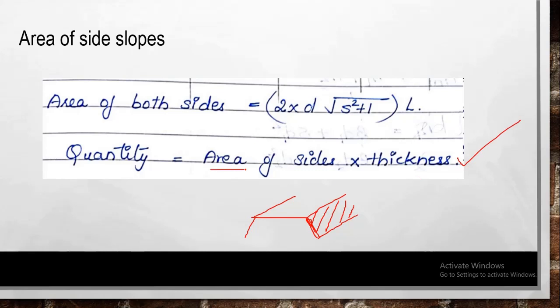This area can be calculated by the formula 2d root s square plus 1 into L, where s is the side slope. Most probably, the normal denotation is like this, and in the question sometimes it will be given as 2:1, then the value of s will be 2.